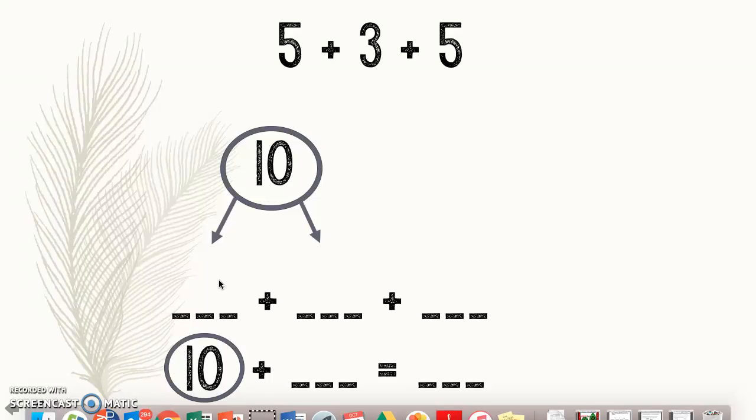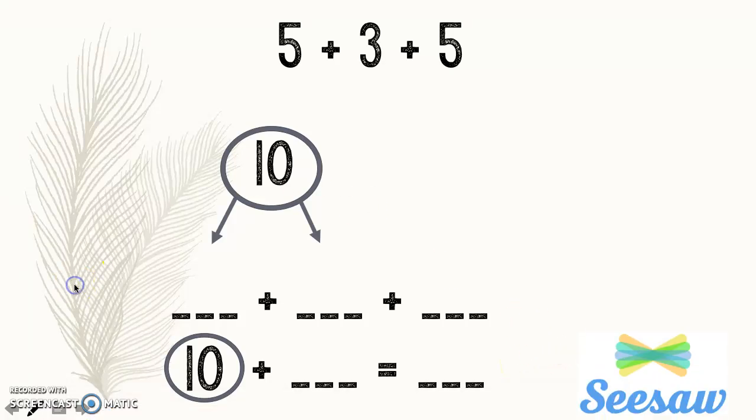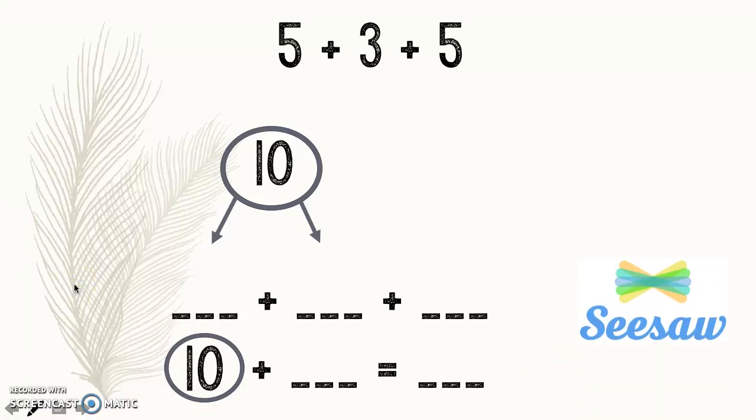So in your math journal or on your dry erase board, I want you to rewrite this sentence. Circle your 10s and then rewrite it so that the two parts of the 10 are together. And then the one number that we need to add is next. Then rewrite it as 10 plus that last number and the whole amount. All right? And that, my friends, is what I want you to go ahead and Seesaw to your teacher. All right? Good luck.